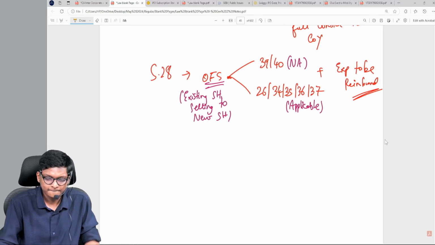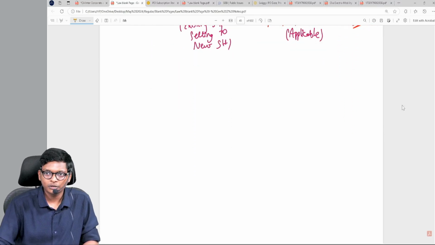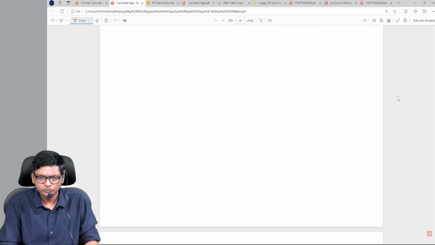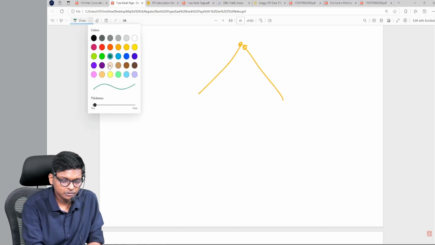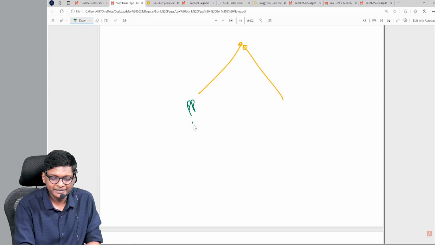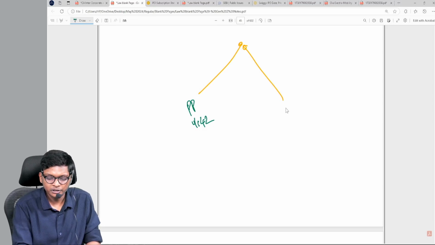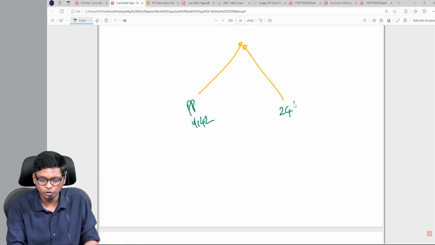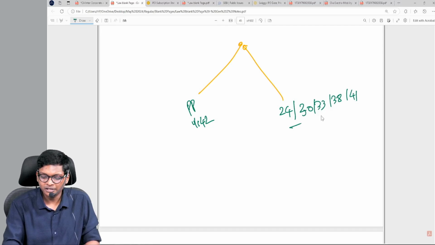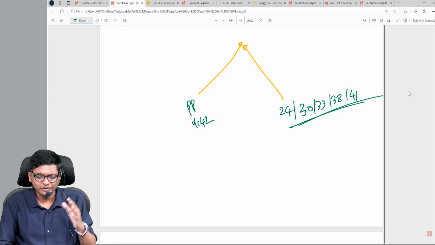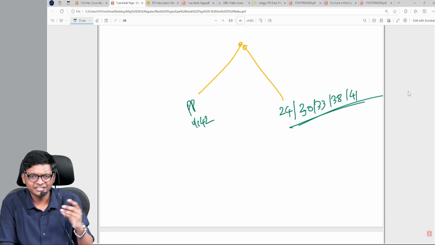Perfect. Okay. Yeah, clap. That's it. What is left at this point in this chapter is private placement under section 42, and the few remaining sections which I told you, 24, 30, 33, 38, 41, which we will do tomorrow. These are all important for private placement. Those 5 sections, 5 minutes.